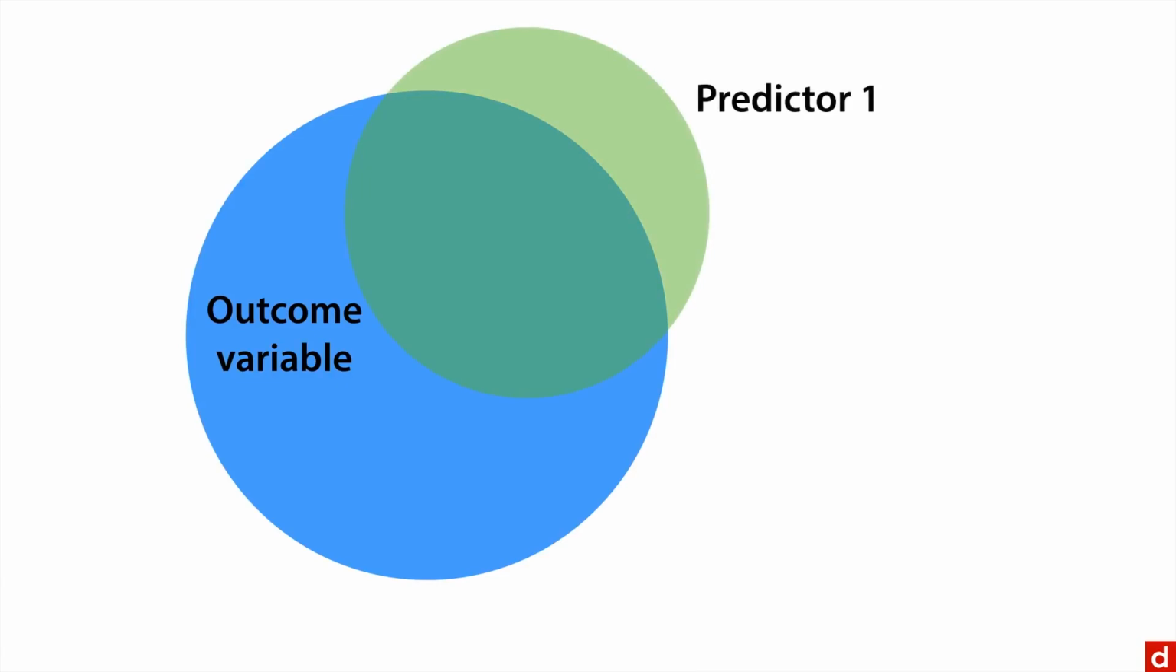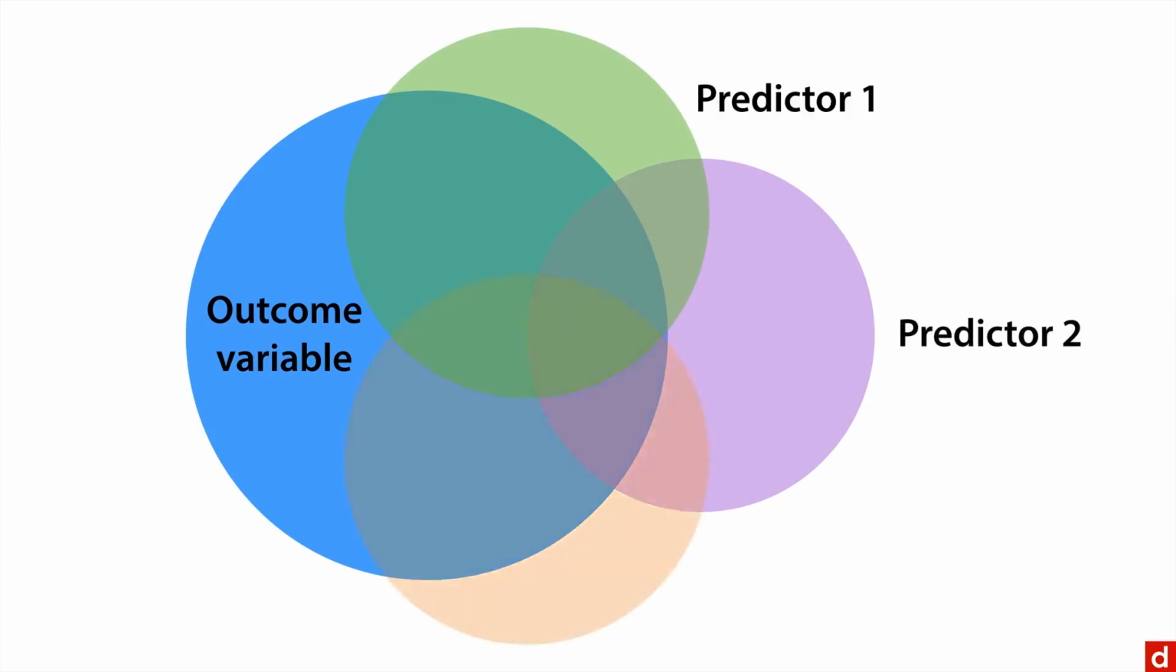That's nice. Then we've got predictor number 2 here. It also has some overlap with the outcome, but it also overlaps with predictor 1. And then finally down here, we've got predictor 3, which overlaps with both of them. And the problem arises in the overlap between the predictors and the outcome variable.